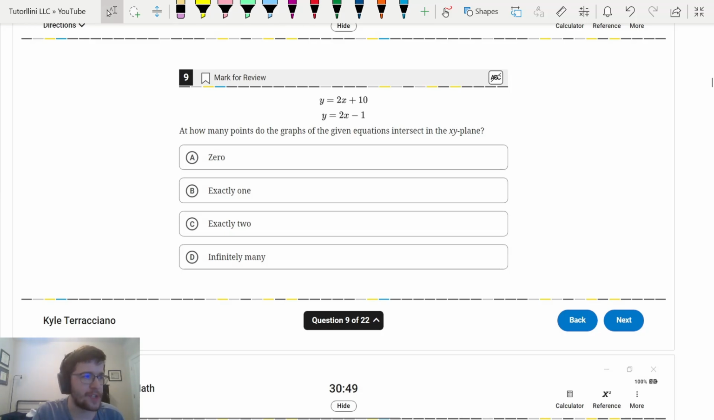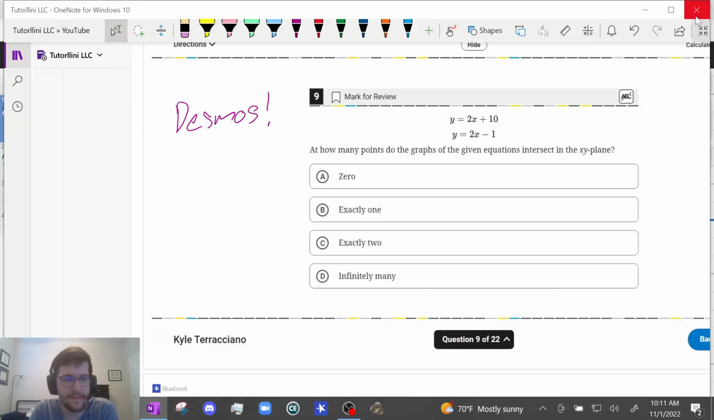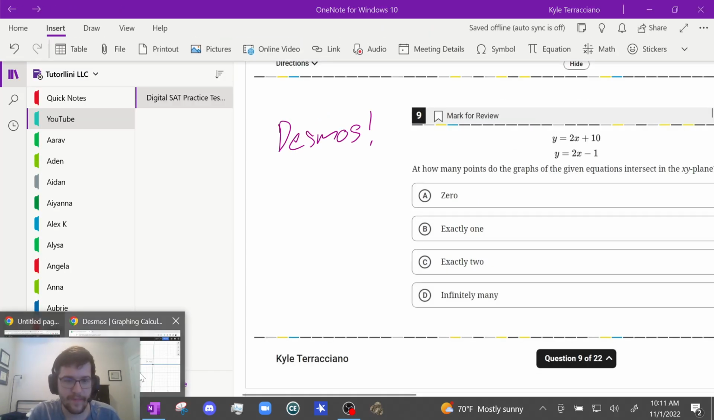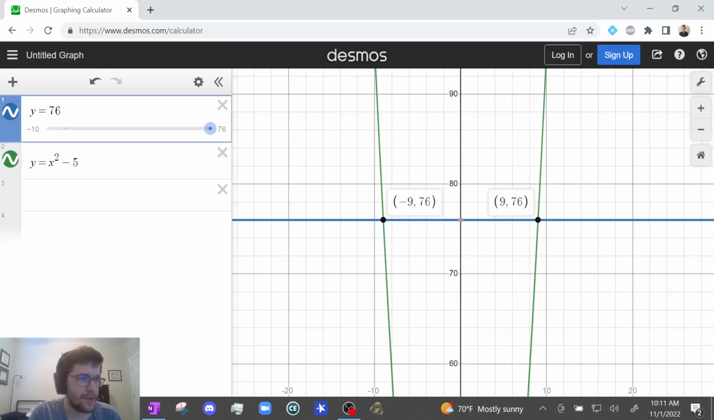All right, another systems of equations question. Even if you don't know what's going on, we can just type it into Desmos really quickly. So why don't we do that? y equals 2x plus 10.